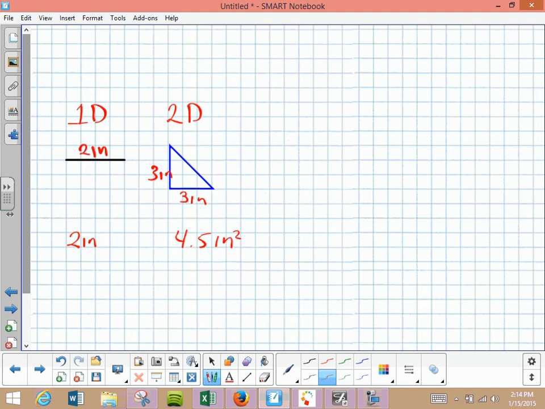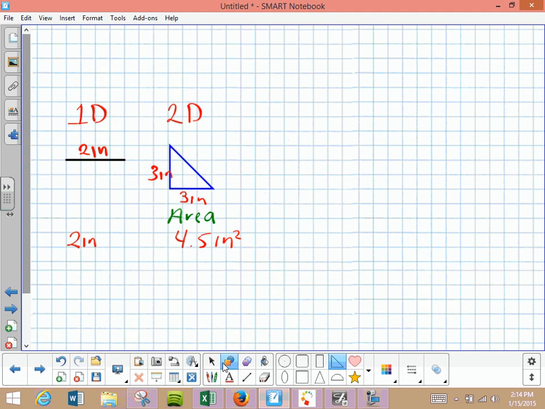For this one, it's area. For the area, our answer is in inches, I mean, in squared, right? It's two-dimensional. Two-dimensional figure. The most we can find with those is the area. Now we move on to a three-dimensional figure.